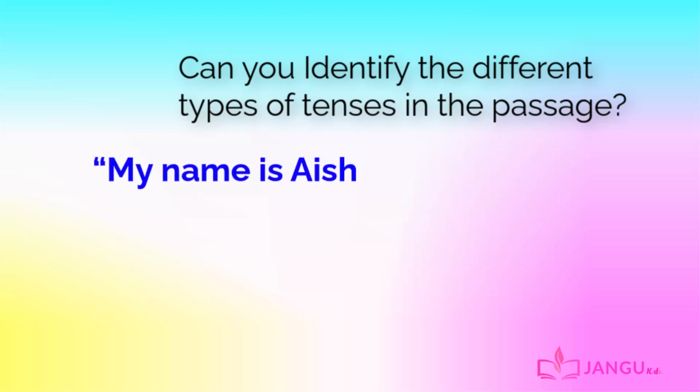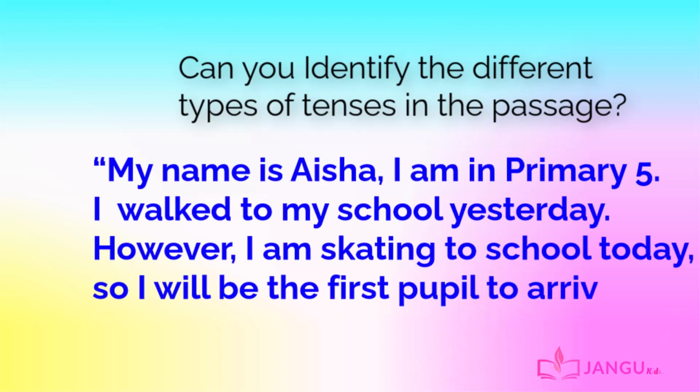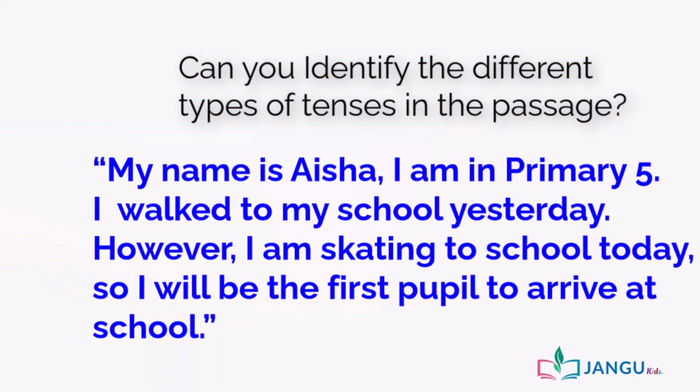From this part of the passage, I walked to school yesterday, is in the past tense because the verb walk has an ed at the end. Therefore, it means an action that has already happened, that is, in the past. 2. This part of the passage, I am skating to school today, is in the present tense because the verb skate has its last alphabet removed and ing added at the end, thereby making it an action that is currently ongoing.